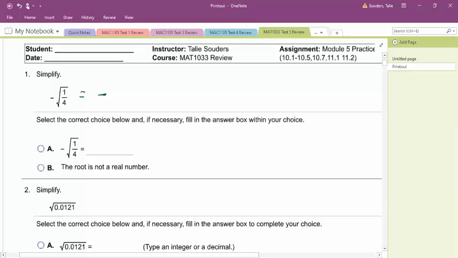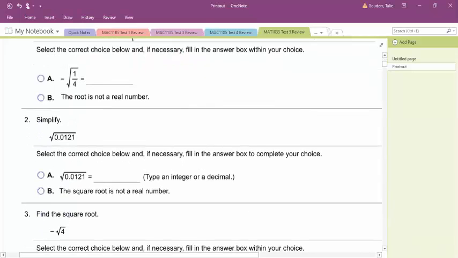And then what is the square root of 1? Isn't it just 1? Yes, very good, because 1 times 1 is 1. And then what is the square root of 4? 2. Yep. So your answer here would be 1/2, and then the negative stays out front.